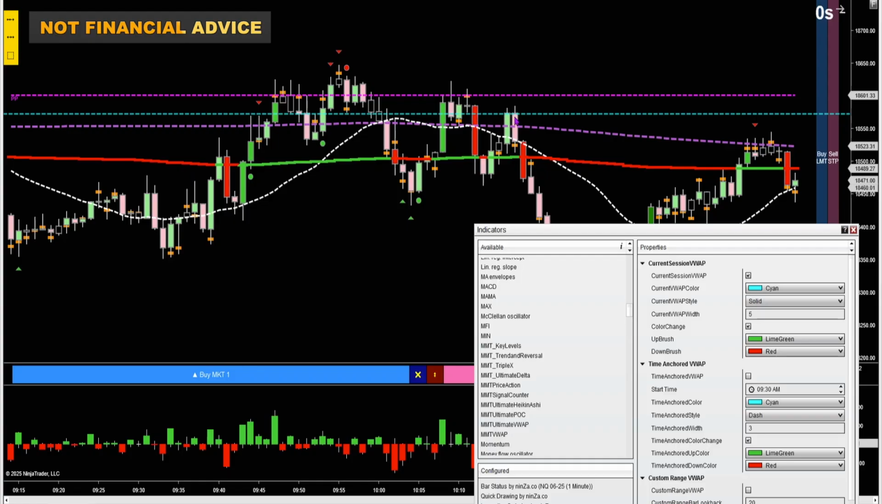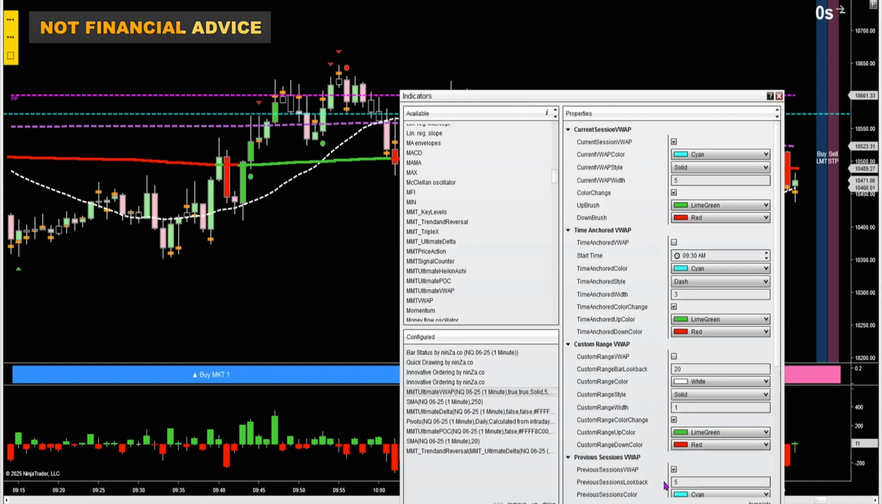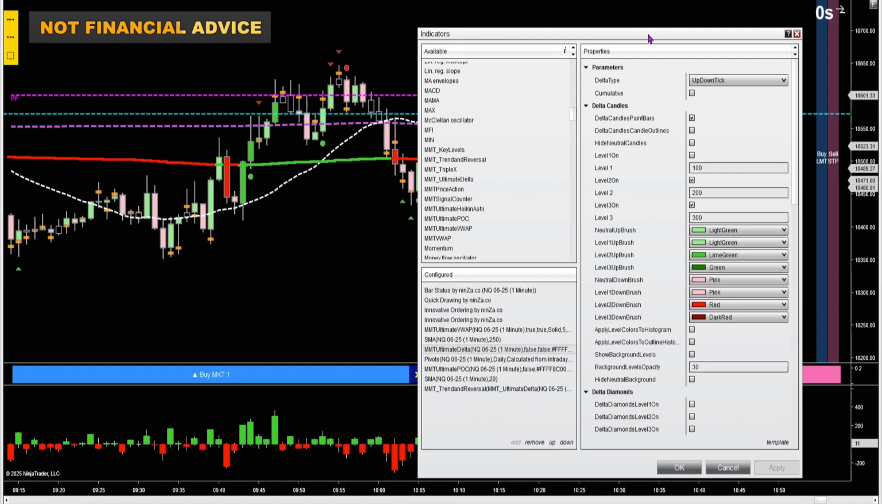And then we came right up to this level once again and started wicking off of it. Got a very nice down move. This is plotting 5 sessions worth of previous day VWAPs. Then I've got the ultimate delta on the chart. I've got my usual levels of 100, 200, and 300. And this is for an NQ 1 minute chart.